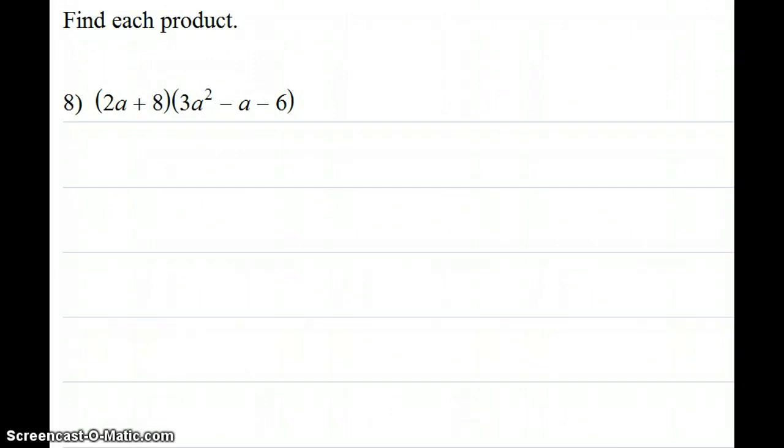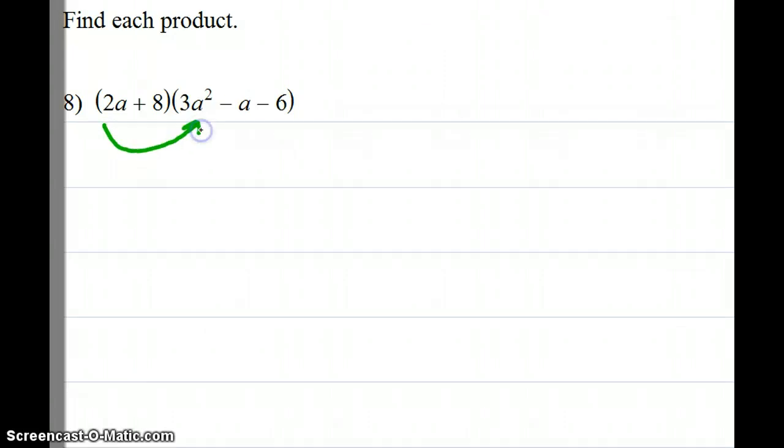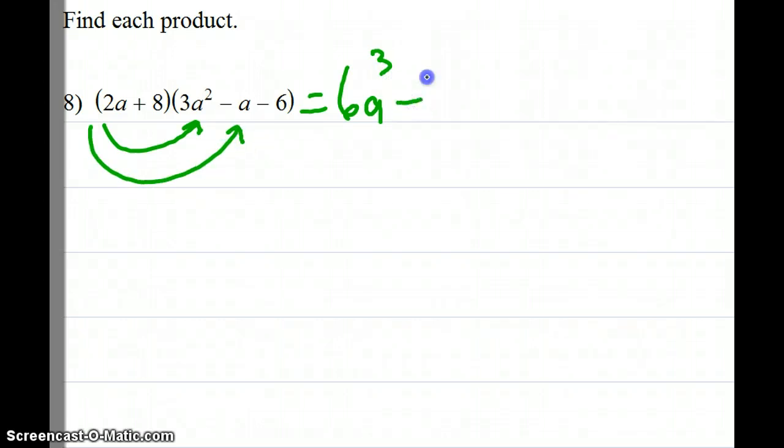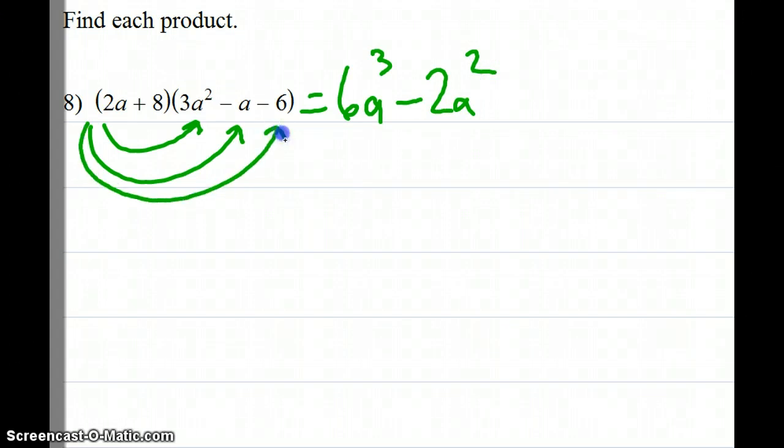So I'm going to take my 2a and multiply it by 3a squared. So I get a 6a cubed. A 2a times a negative 1a is going to be a negative 2a squared. A 2a times a negative 6 is going to be a negative 12a.